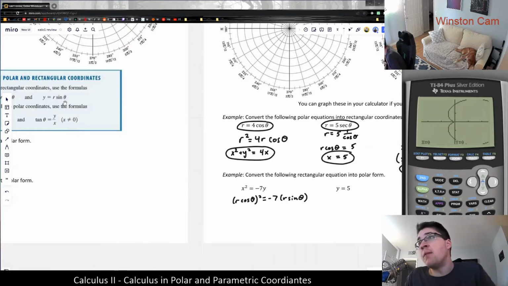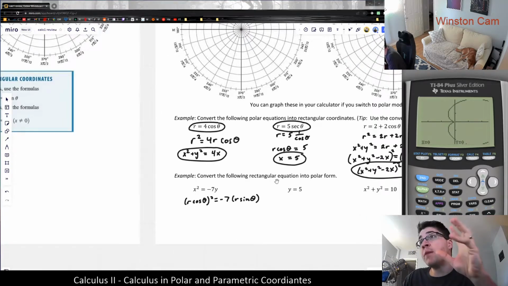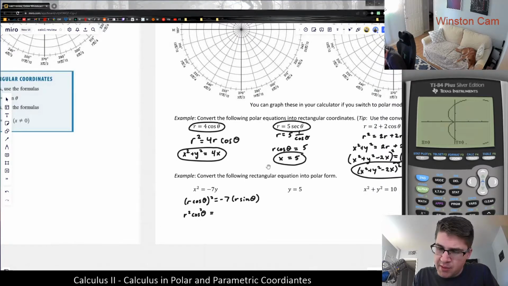But as you probably noticed up until this point, it's pretty standard to write polar equations solved for r, because typically they are defined as a function of theta. They don't have to be, but usually they're defined functionally based on theta. So basically what we want to do is solve for r, generally speaking. So we'd have r squared cosine squared theta is equal to negative 7r sine theta. And what I could do is divide both sides by r.